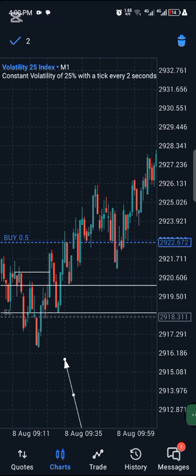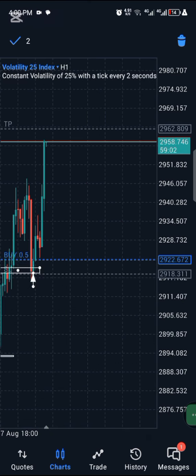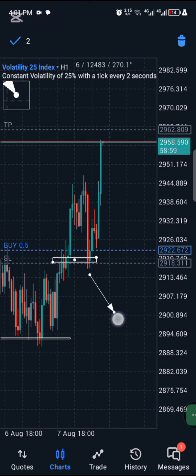so I just wanted to minimize the risk down to $2, and yeah, from there I target this daily fair value gap. So that's just it.